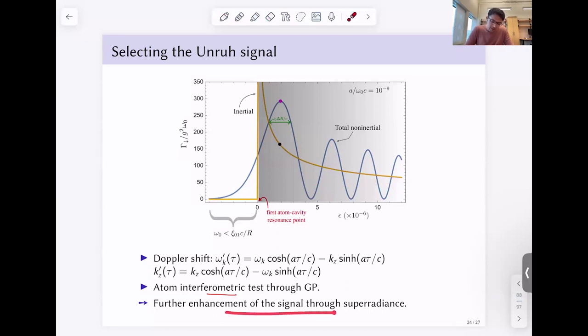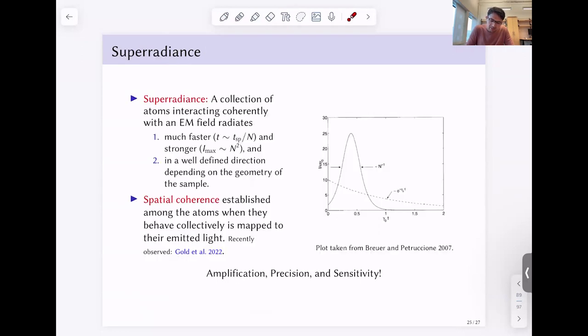But already we have been working on amplifying this selected Unruh signal using superradiance, which I'll briefly mention here. So superradiance, to quickly recap, is a phenomenon where a collection of atoms interacting coherently with the electromagnetic field radiates much faster and much stronger, in the sense that the maximum of the intensity scales as the second power of the number of atoms, N.